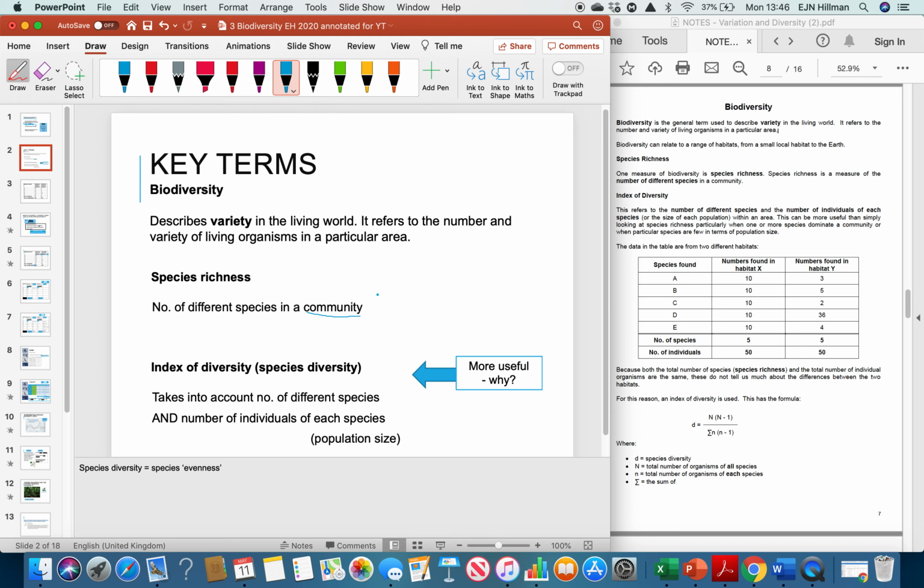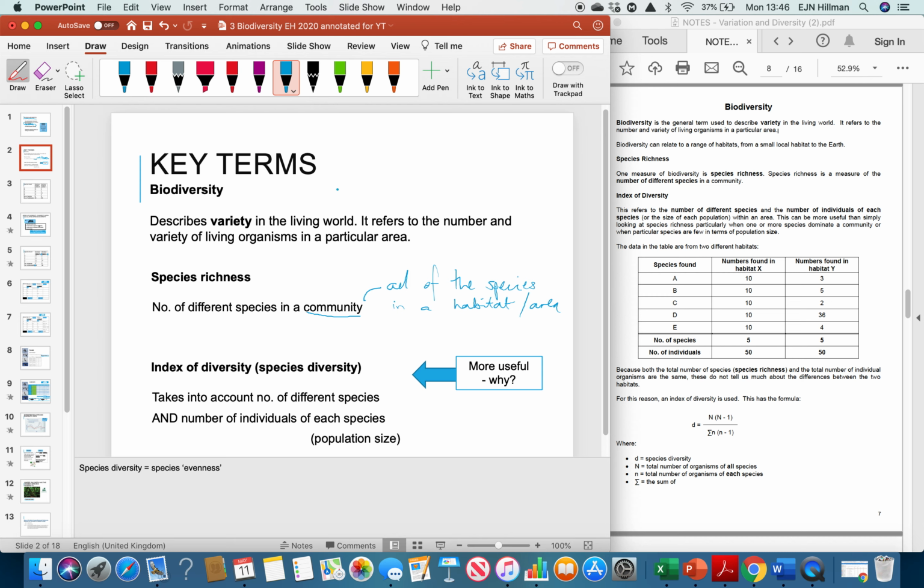So a community are all of the species in a habitat or in an area. So species richness counts, essentially, counts those different species in the community.